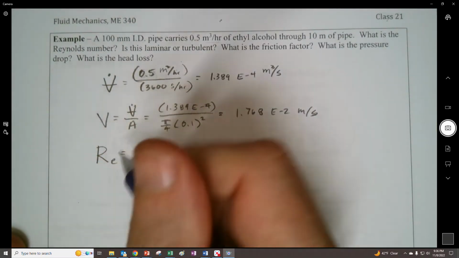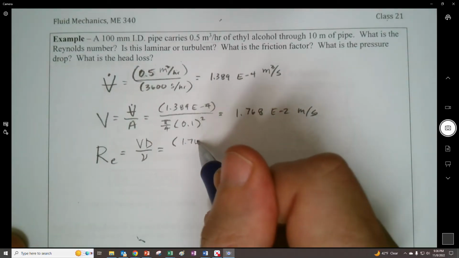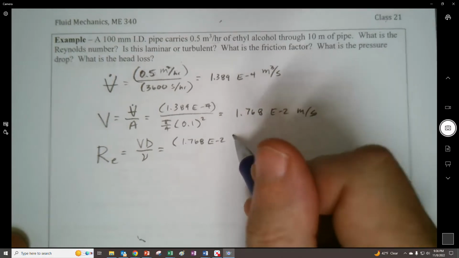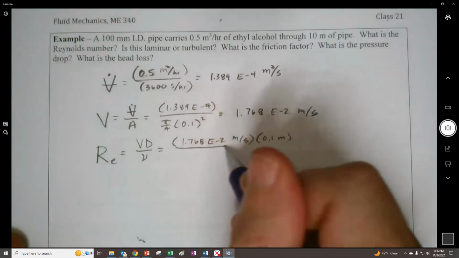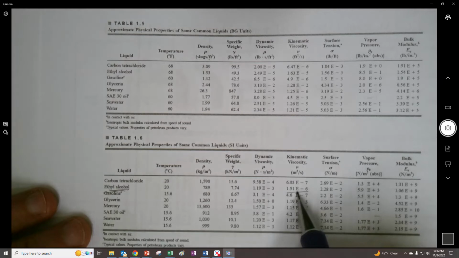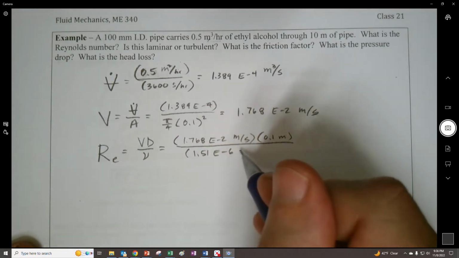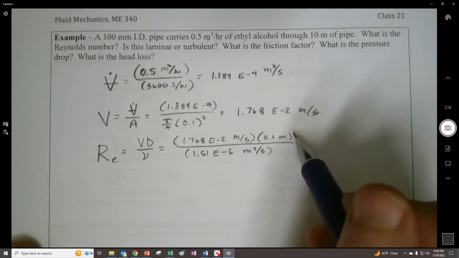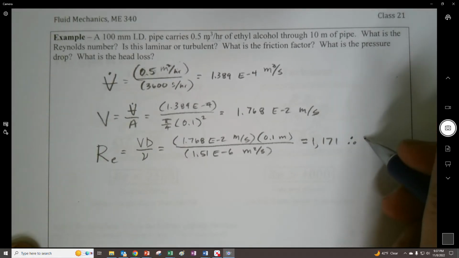For the Reynolds number, it's easier to go velocity times diameter divided by kinematic viscosity. We have the velocity of 1.768 E minus 2 meters per second. Keep the units in there. The diameter is 0.1 meters. This is ethyl alcohol, and its kinematic viscosity is 1.51 E minus 6 meters squared per second. The meters and seconds cancel out, and we get 1,171, which is less than 2,100, and therefore it's laminar.